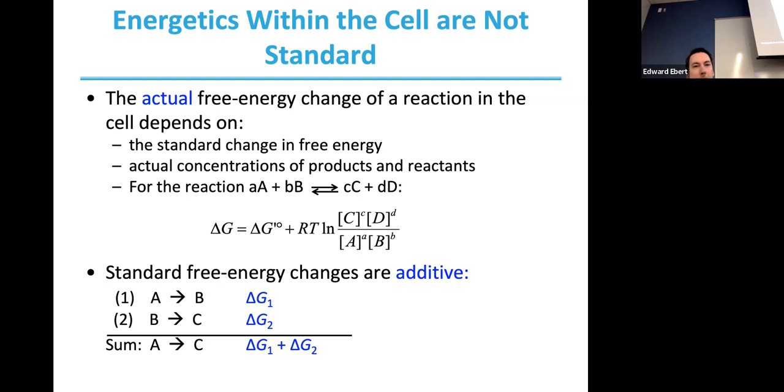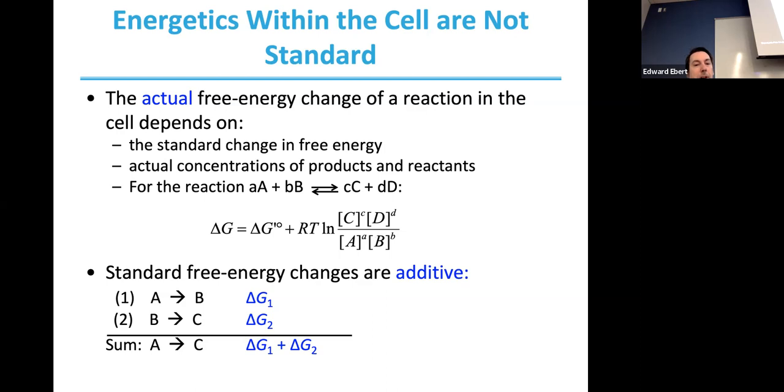Okay. Energetics within the cell are not standard. So all those little delta G naught, delta H naught, all that stuff in there, we are non-standard. The actual free energy depends on the standard change as well as actual concentrations in there. So we can add this extra term in here. Our delta G is really delta G naught prime plus a term where we include temperature and the concentrations of our various reactants and products in here.